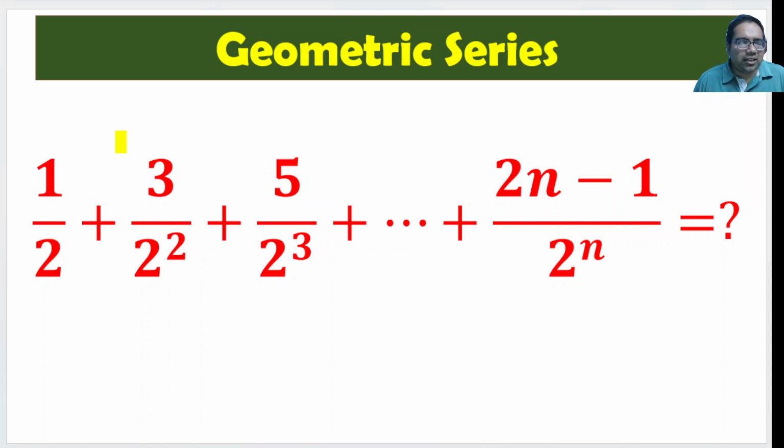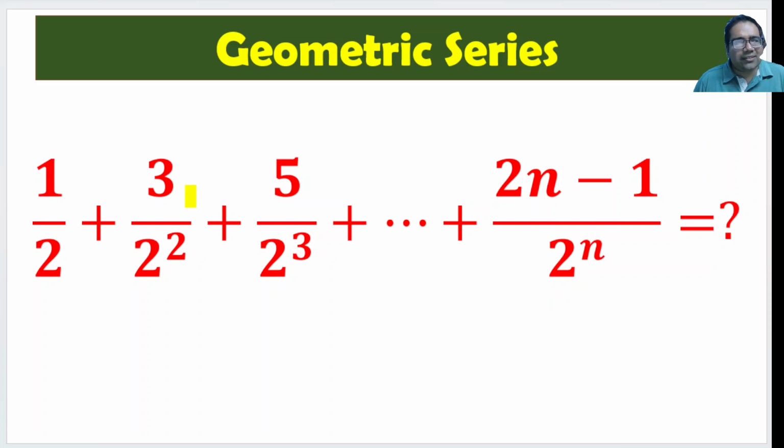Hi friends, here we have a nice problem. We have to find the sum of 1/2 + 3/2² + 5/2³ + 7/2⁴ etc., up to (2n-1)/2ⁿ.